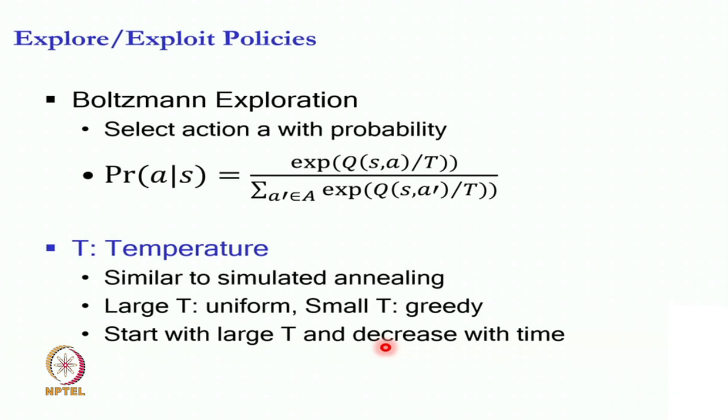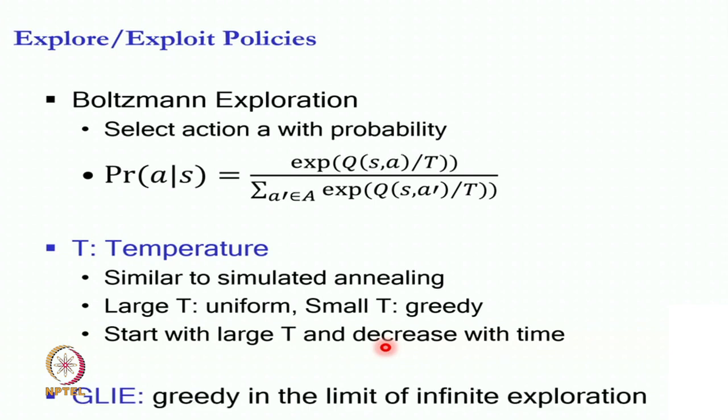So, therefore, I will start with a very large temperature and I will decrease the temperature with time, and this is called the Boltzmann exploration function, and these kinds of exploration functions are called GLIE, greedy in the limit of infinite exploration. So, if I keep doing infinite exploration, slowly my temperature will go to 0 and slowly my whole probability distribution will become completely peaked and will become greedy. Okay.